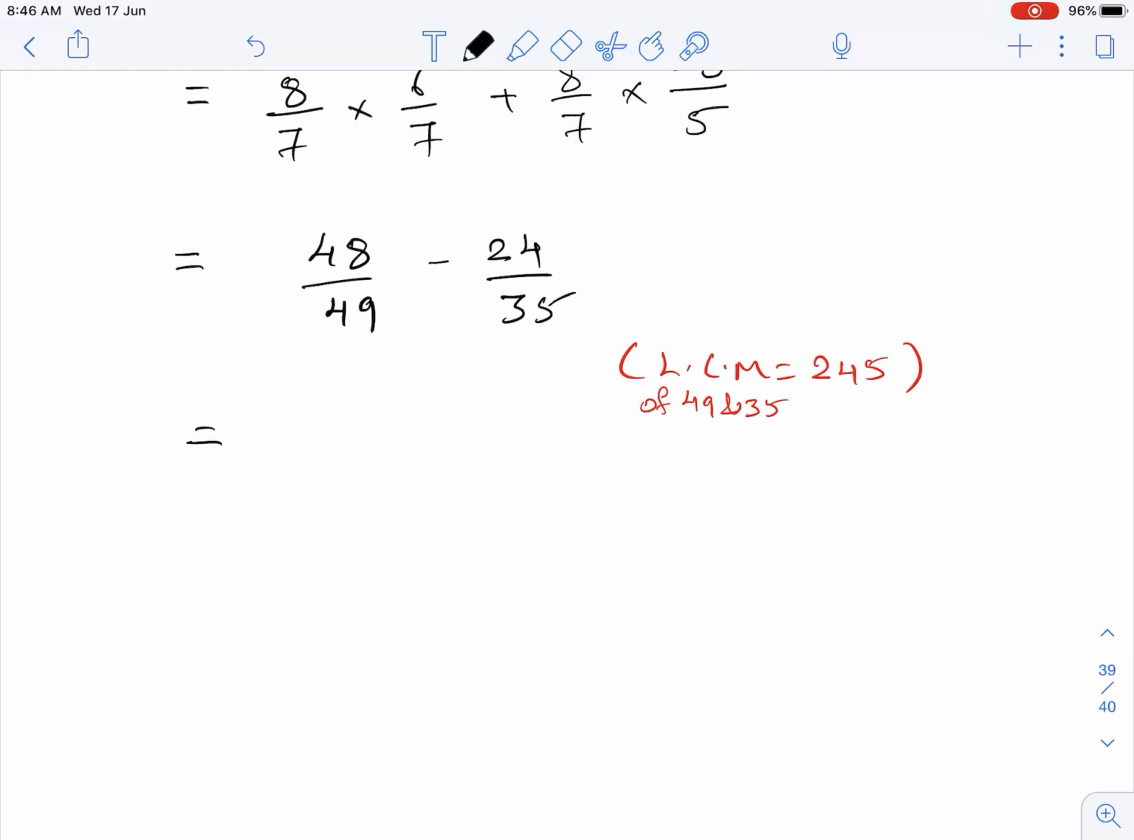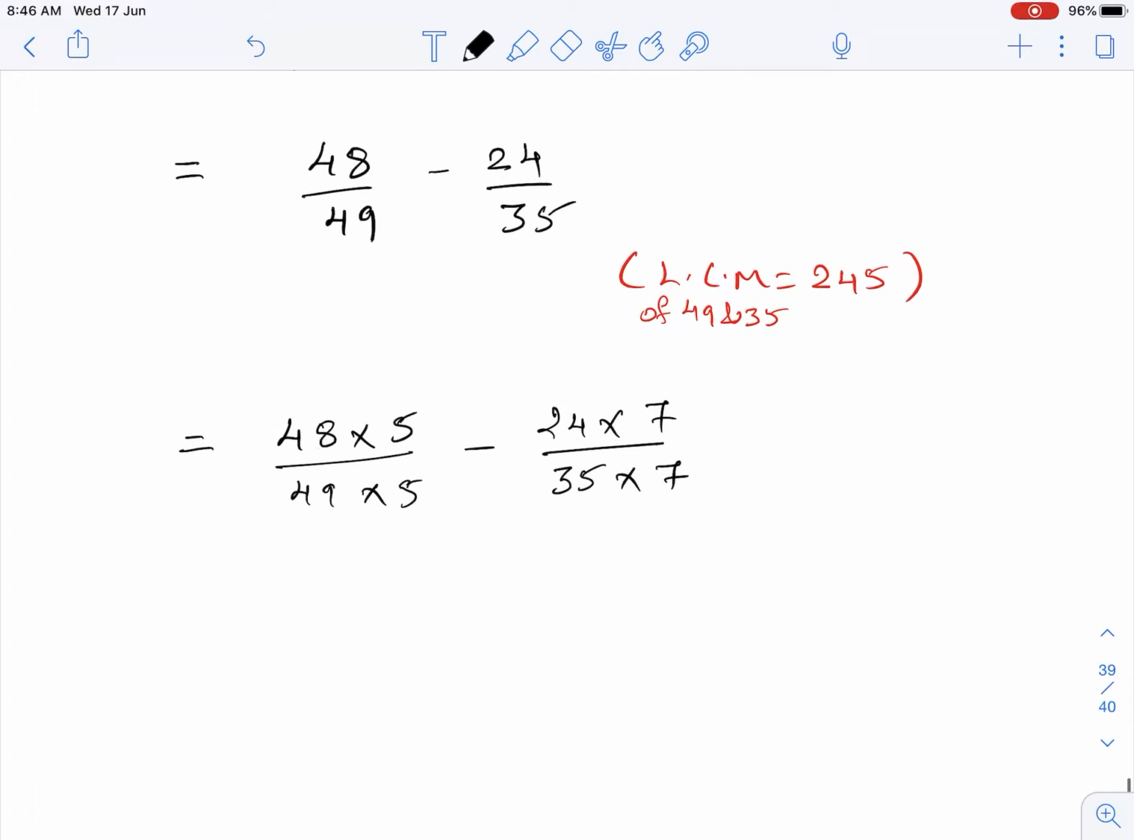So on the next step you will get 48 into, 49 into, 24 into, 35 into. Now to make this number 245 we have to multiply 49 by 5, so we will multiply the numerator also by 5. And to make this number 245 we have to multiply 35 by 7, so we will multiply the numerator also by 7.